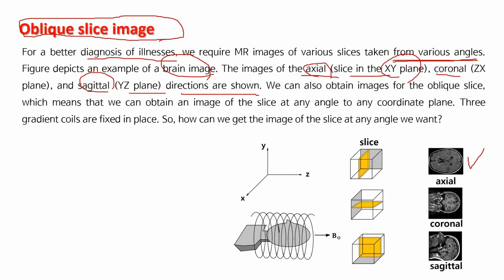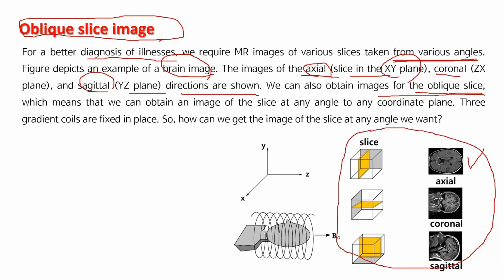We can also obtain images for the oblique slice. Besides these images, we can get the oblique slice, which means that we can obtain an image of this slice at any angle to any coordinate plane. The three gradient coils are fixed in place. So, how can you get the image of this slice at any angle you want?